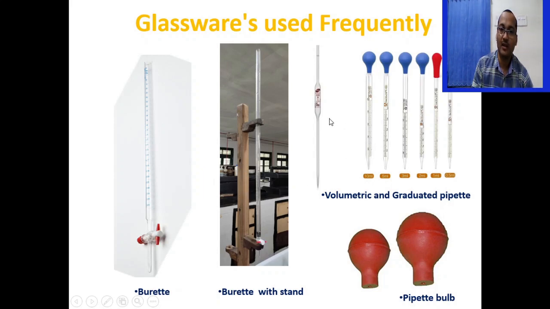Okay. So this one is called a pipette. It is also of different sizes, like 10 ml, 25 ml. And these are called graduated pipettes. You can see 2 ml, 3 ml, 5 ml, 10 ml. And this is called a pipette ball, also called a pipette bulb. It is used to suck up different solutions.